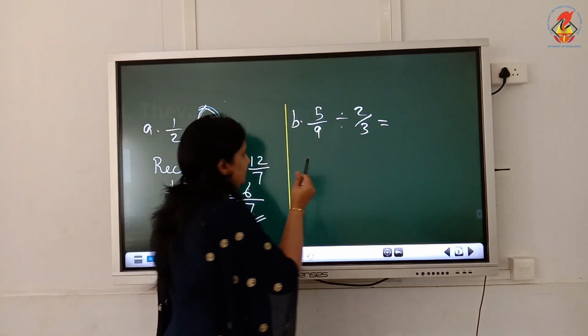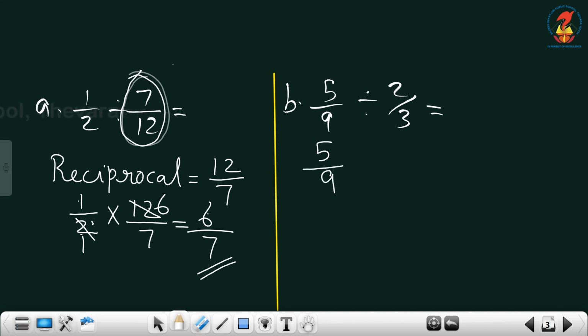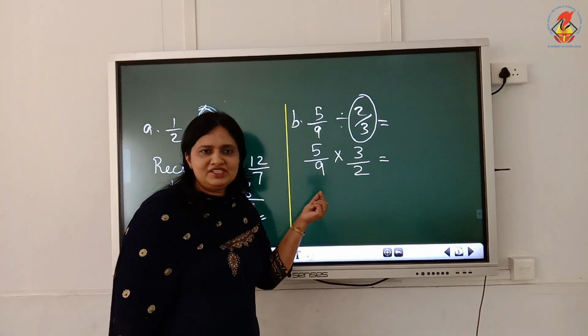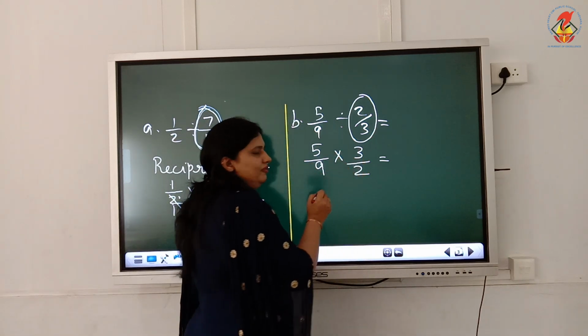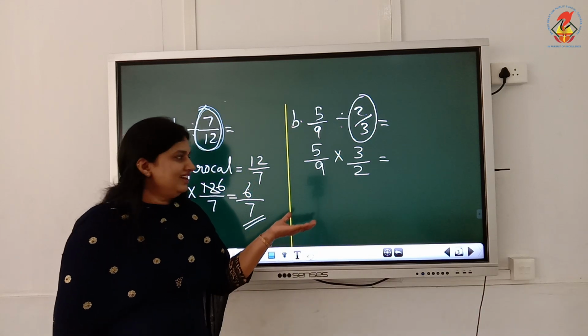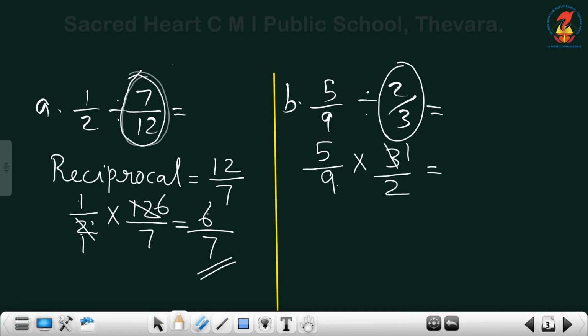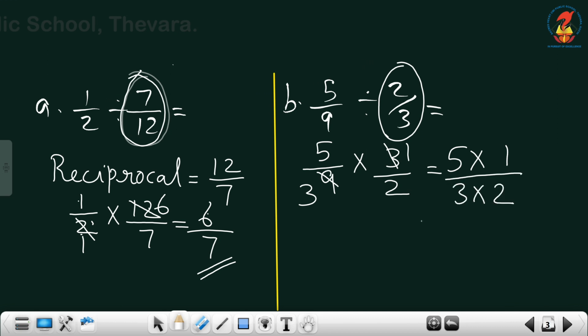I will do the next one, that is 5 by 9 into the reciprocal of the divisor. Reciprocal is what? 3 by 2. And what will I get? Here also, can we simplify from here itself, children? Okay, and here see, 3 is the common factor for numerator and denominator. How can we simplify? 3 ones are 3, 3 threes are 9. So, 5 into 1 divided by 3 into 2. Answer is what? 5 by 6.